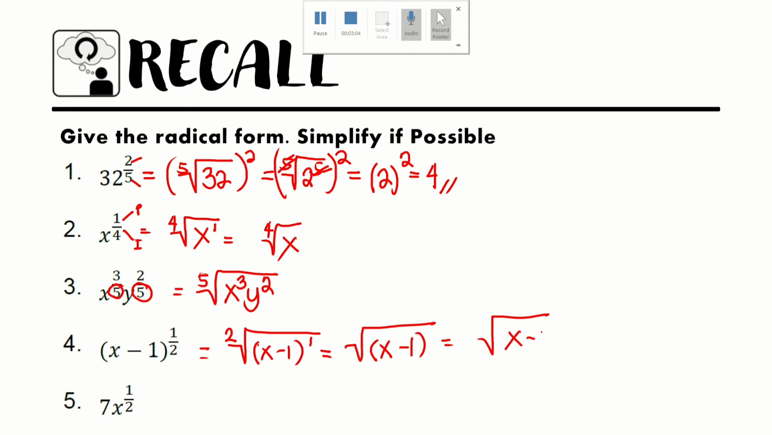And lastly, number 5, we can only transform the fractional exponent into radical form. Since that is 7x raised to 1 half, we will just copy 7. So 7, then copy the base x raised to 1 half, that's x, and then this is 2, this is 1. So our answer now is 7 square root of x.